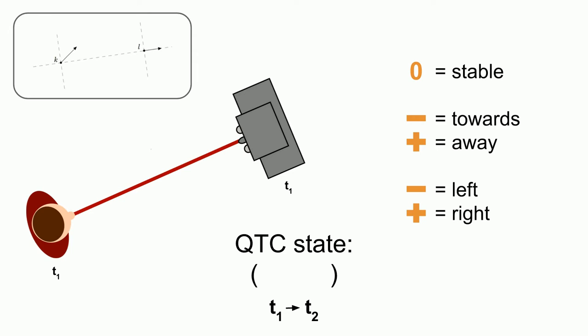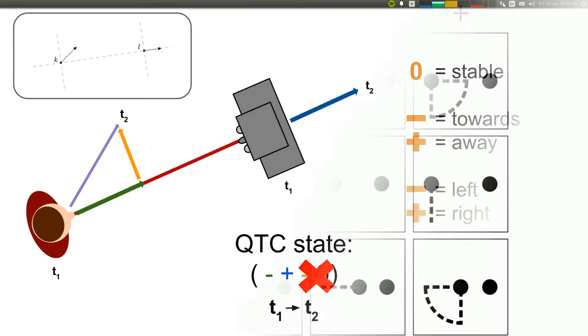The human moves over here, which results in a minus for moving towards the robot, and another minus for moving to the left. The robot, on the other hand, moves backwards, away from the human, resulting in a plus, and it moves along the connecting line, expressed by a zero. By simply ignoring the last two symbols, we turn this QTC-C state into QTC-B.